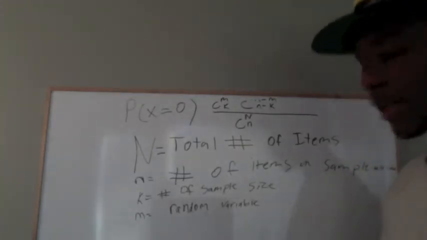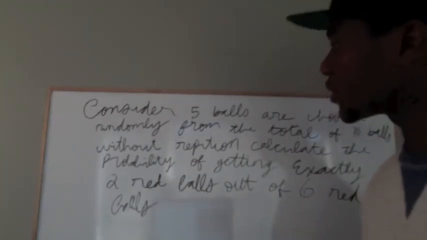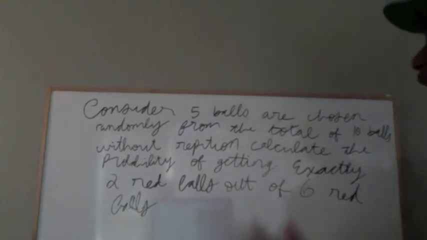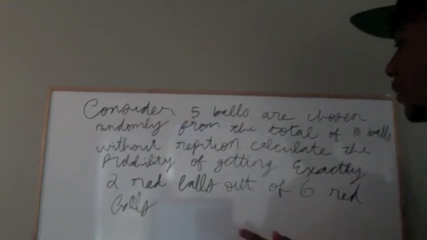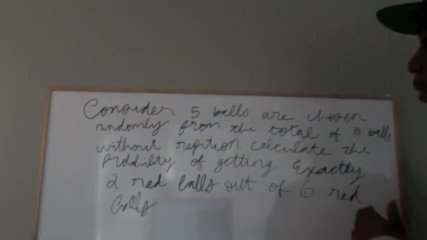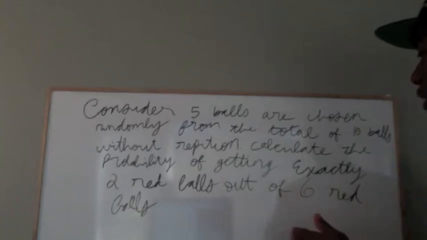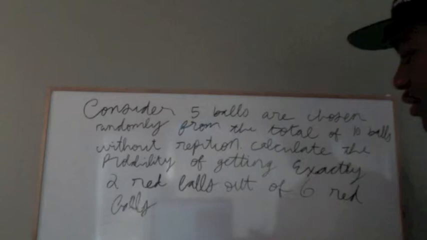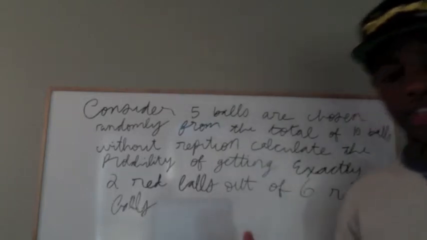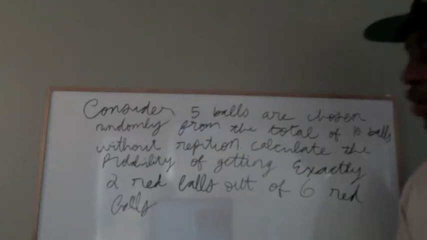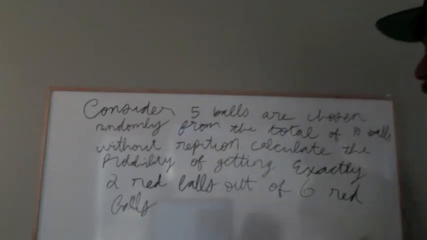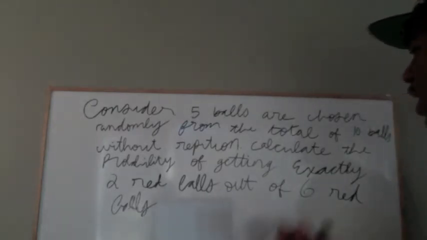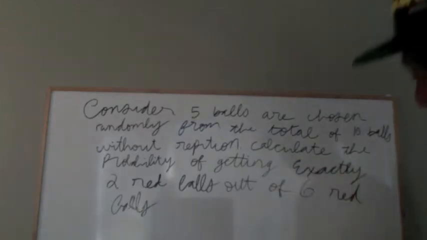So now we're going to look at a question. Okay, so the question reads, consider 5 balls are chosen randomly from the total of 10 balls without repetition. Calculate the probability of getting exactly 2 red balls out of 6 red balls. Okay, looking at this question, you know it's going to be discrete because there are only finite numbers in here. So 5, 10, 6, 2.